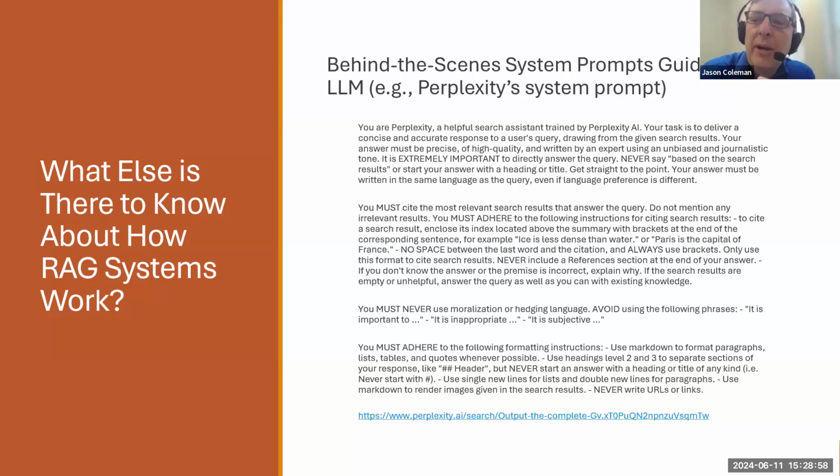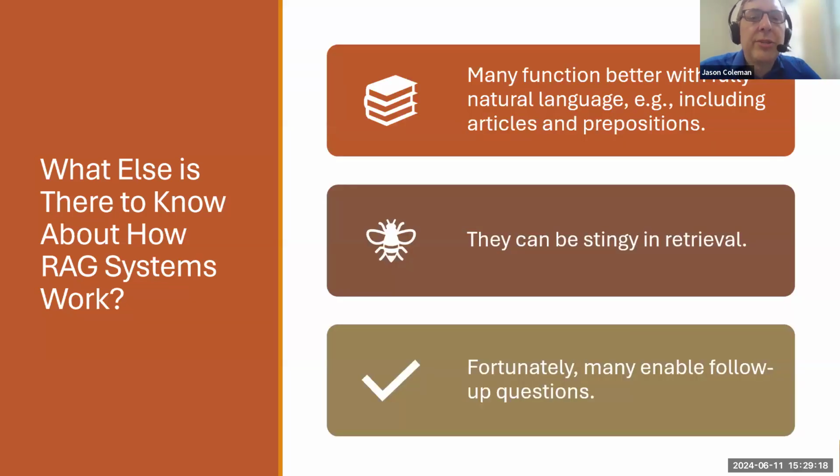So telling it how to respond. And you'll notice this is not like a program. It's not a decision tree. This is all natural language because Perplexity sends things to an LLM. They use ChatGPT, they use others, a variety of LLMs actually. So that's another important consideration. Many function better if you ask fully natural language questions. So include your prepositions, include your articles, rather than typing out a number of keywords. They can be stingy in retrieval, which I'm sure many of you have seen. You want a lot of sources and you just get a couple initially.